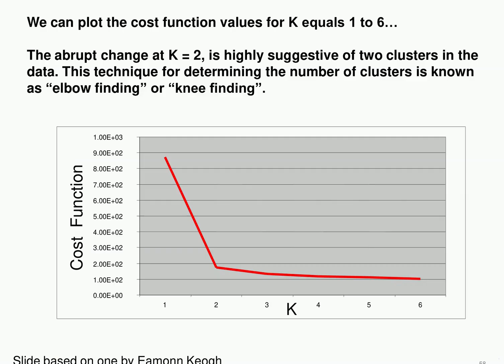In this plot, we observe the cost function values for k ranging from 1 to 6. There's a noticeable drop at k equals 2, indicating a significant reduction in the cost, which suggests that 2 clusters might be optimal. This method of identifying the optimal number of clusters is known as elbow finding or knee finding. The idea is to identify the point where adding more clusters results in diminishing returns regarding variance reduction, helping determine a suitable k for effective clustering.